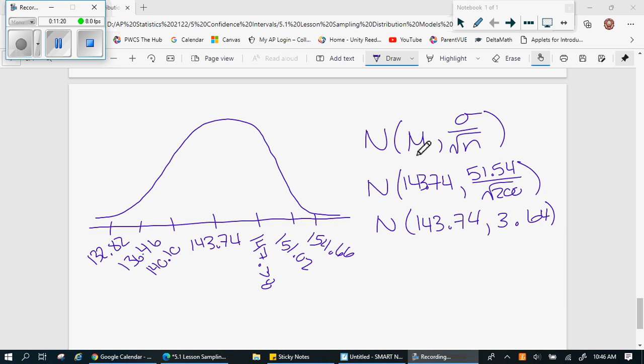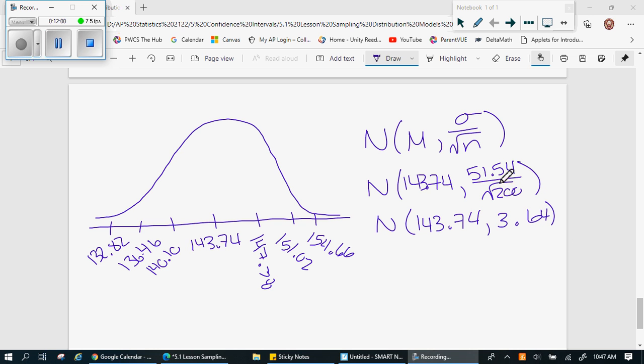So I wanted to figure out what is the mean and standard deviation of this distribution of sample means, my 200 female students and their mean weight. The mean of this distribution is going to be the population mean that the CDC reported, 143.74. And we calculate the standard deviation of this distribution by taking the standard deviation the CDC gave us, 51.54, and dividing it by the square root of our sample size, 200. So that's where I got those numbers. I simplify that to get a standard deviation for our distribution of sample means of 3.64.